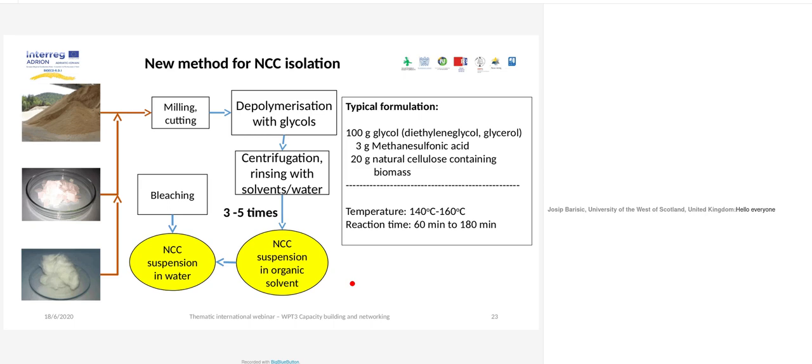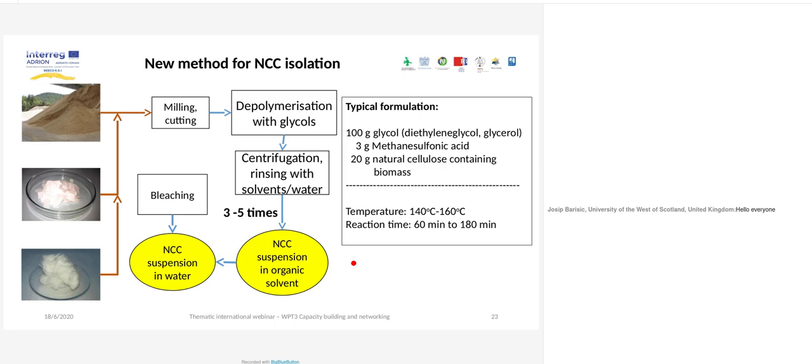You can see that it is quite a simple process. It consists of milling, cutting into small particles. Then liquefaction takes place with glycols, which are diethylene glycol, glycerol, or something like that. And only 3% of methanesulfonic acid is added as a catalyst. The temperature, you see, is moderate, between 60 and 180 degrees, for the reaction time. At the end, we have this kind of suspension. The reaction mixture is a suspension of nanocrystalline cellulose, and everything else is dissolved. So we need centrifugation and cleaning with solvents or water or a mixture of them. And at the end, we have this nanocrystalline cellulose suspension in water.